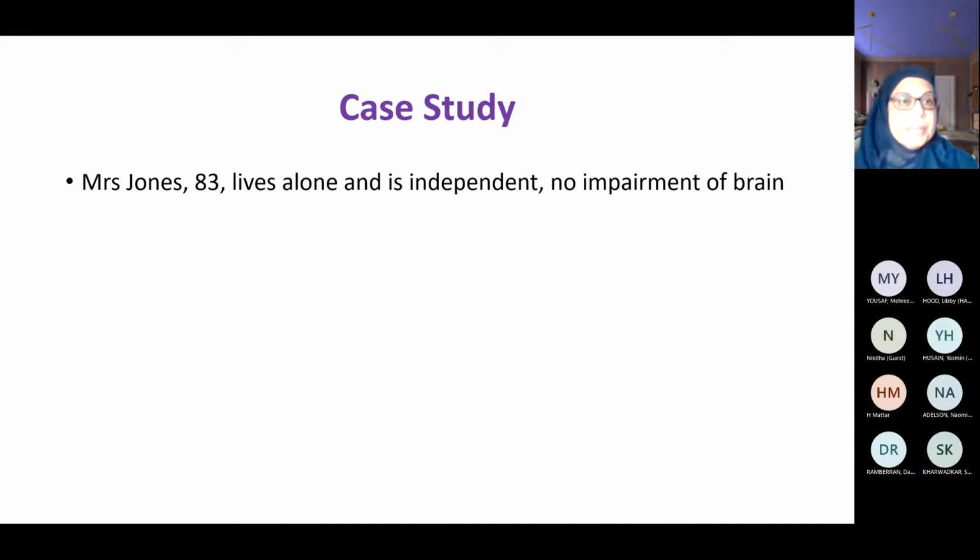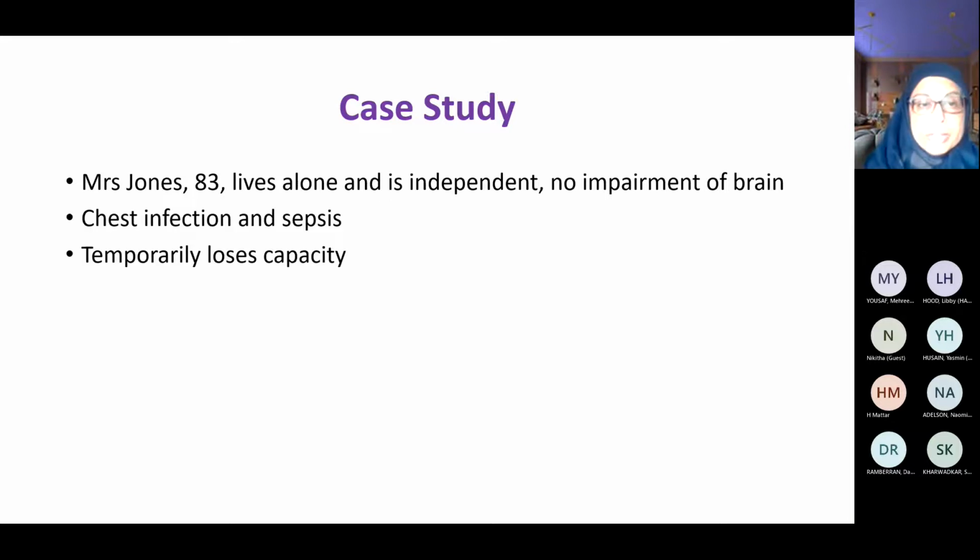So here's a case study. My patient, Mrs. Jones, is 83 years old. She lives alone and she's independent. And remember, I can't say she's got mental capacity because you can only say she's got mental capacity to decide what treatment she's on. She's got mental capacity to decide where she lives. She's got mental capacity to manage her money. We have to speak like that. So all I can say about Mrs. Jones is I don't know of any impairment of the brain she's got.